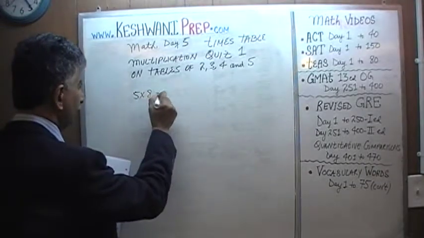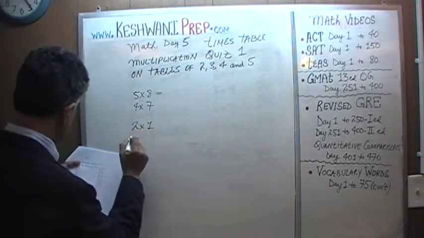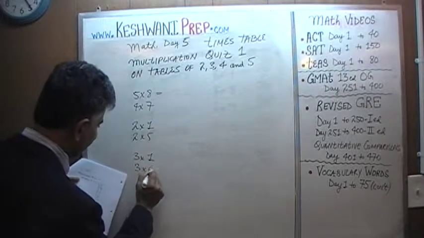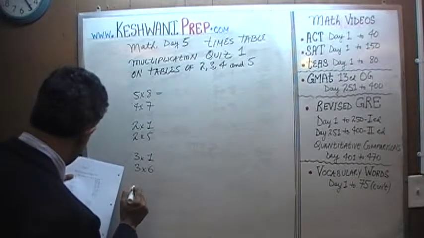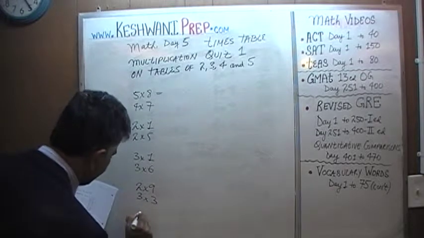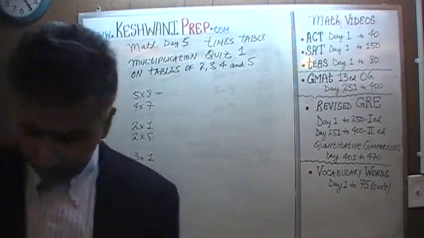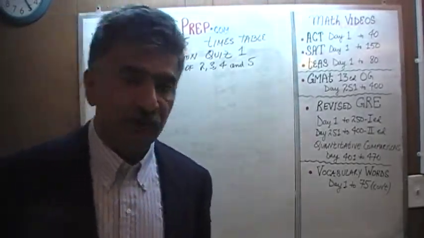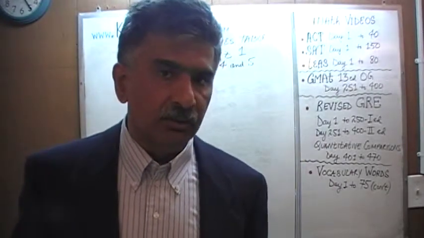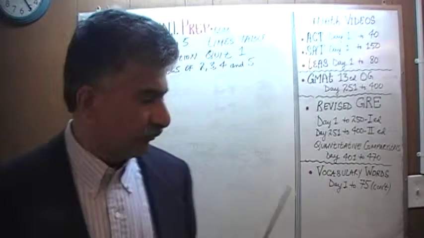5 eights are, 4 sevens are, 2 ones are, 2 fives are, 3 ones are, 3 sixes are, 2 nines are, 3 threes are, 4 sixes are, and 5 ones are. The idea is that as long as you can come up with the answer to these problems very quickly, that would indicate that you have memorized the times tables that I asked you to memorize, tables of 2, 3, 4 and 5. So here we go.